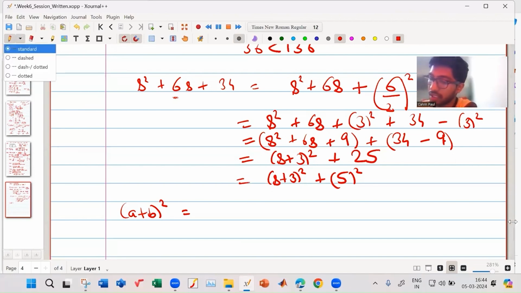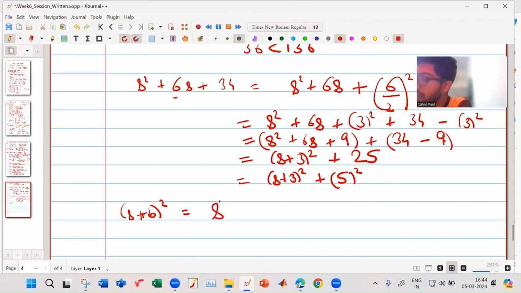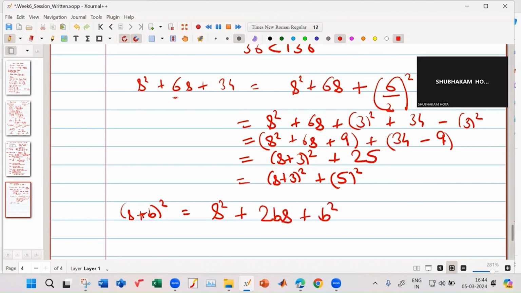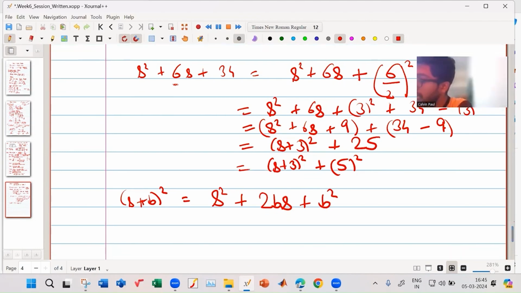Okay, let me change it. What is (S plus B) the whole square? S plus B the whole square is S square plus 2BS plus B square, right? So in our case, we know 2B is 6. That is why we need to make this (6 upon 2) square.